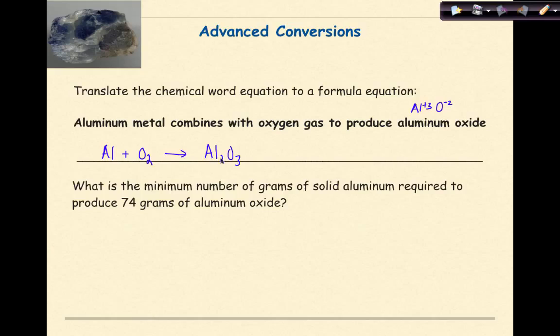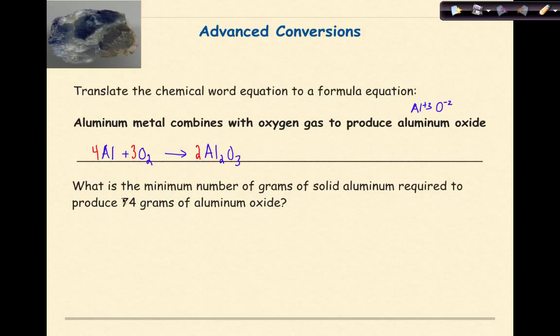The next thing that we need to do is to balance it. We could start with the aluminum, but I would hesitate doing that because I see 2 oxygens here, 3 oxygens here. I know I need to balance them. So I'm going to put a 3 here to get 6. I'm going to put a 2 here to get 6 oxygens. I have 2 times 2, that's 4 aluminum. I'm going to put a 4 over here, and that will give me my balanced equation.